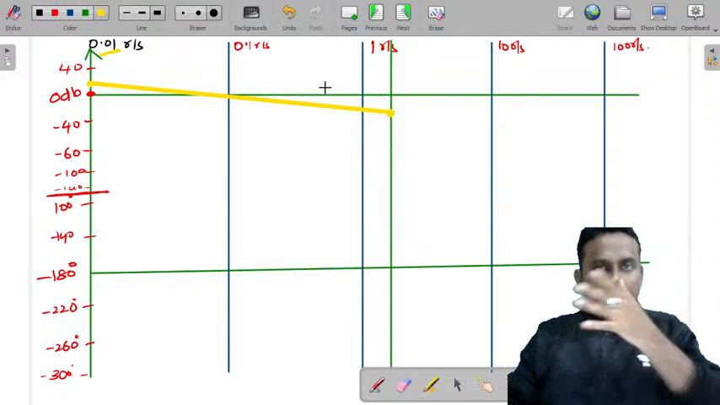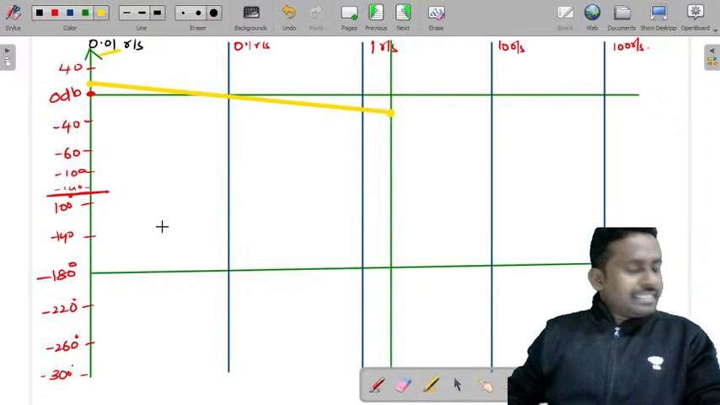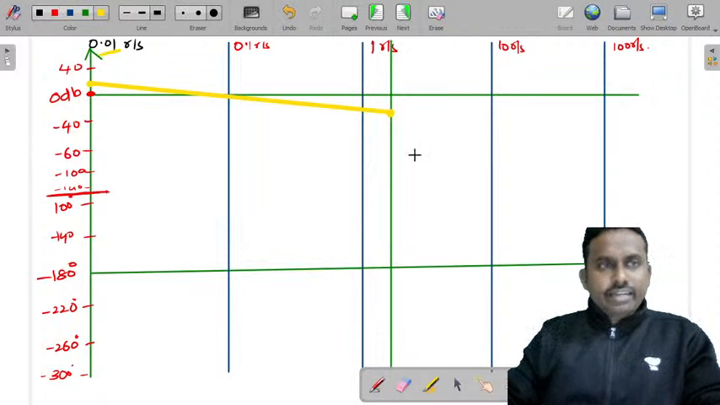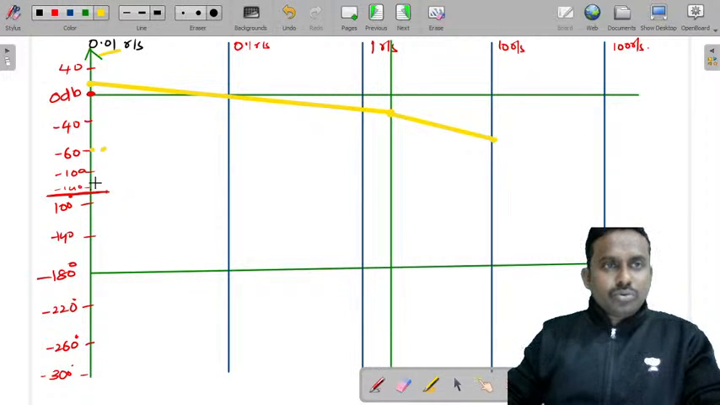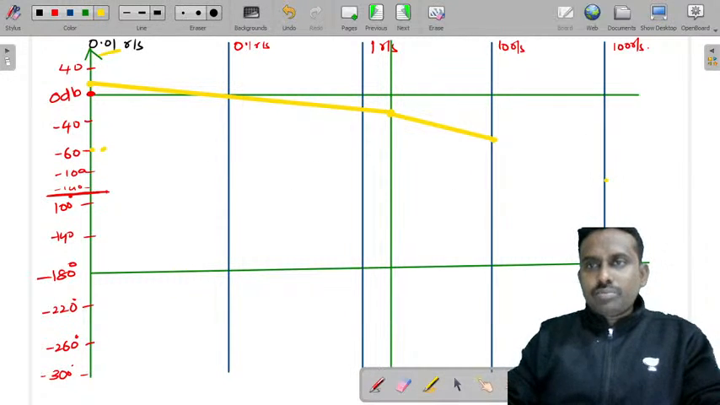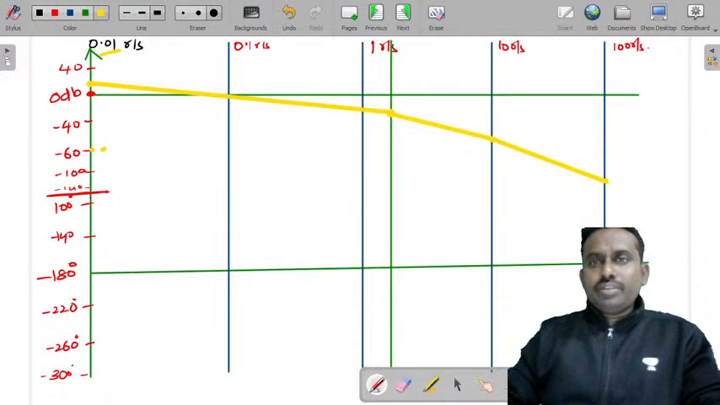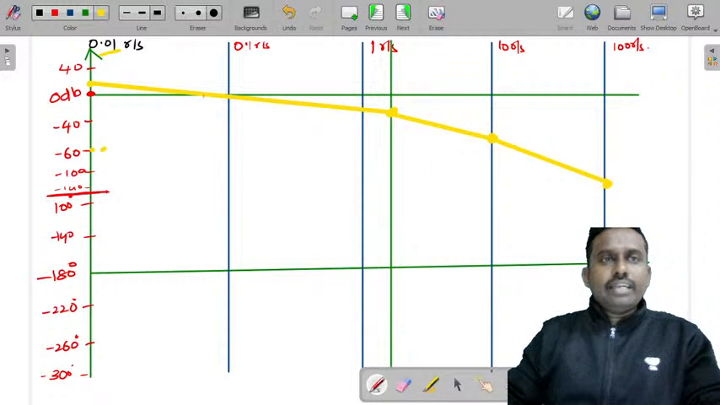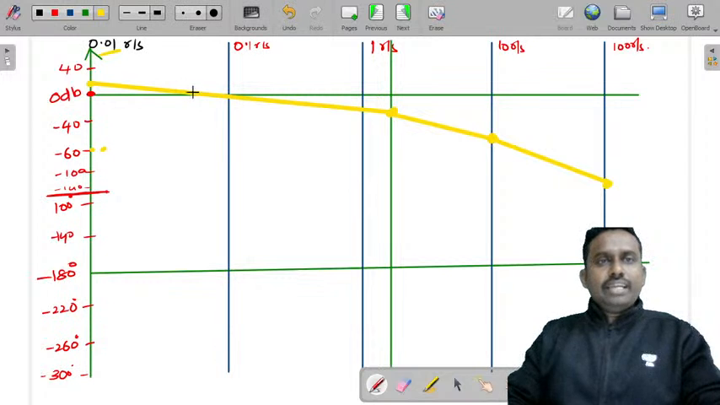Right. Now, after this, the third magnitude is minus 60 at 10 radian. You can consider this as this point and join these two. And at 100 you have minus 120. So this is between these two, this is the point you have to join. So this is one point at 10 radian, at 100 radian, at 2 radian, at 0.01 radians. Now this will intersect the 0 dB line at some point like this.